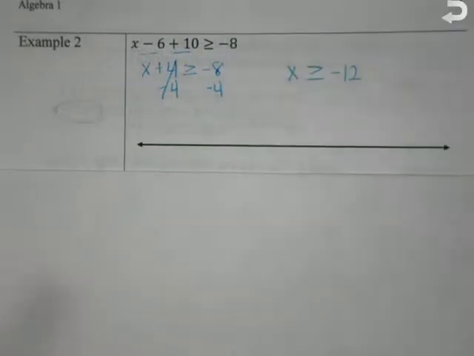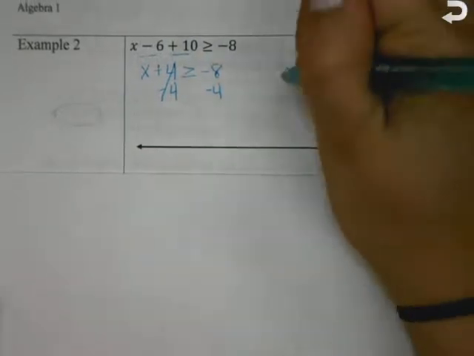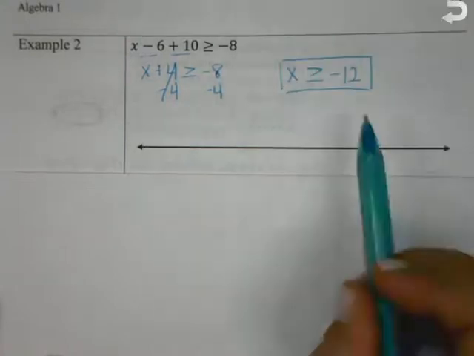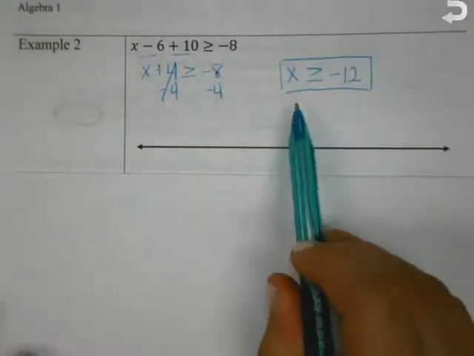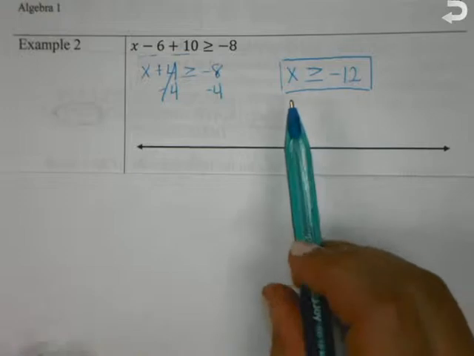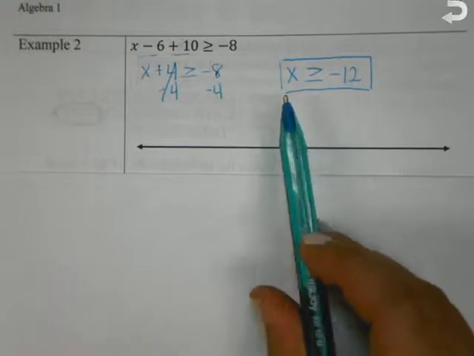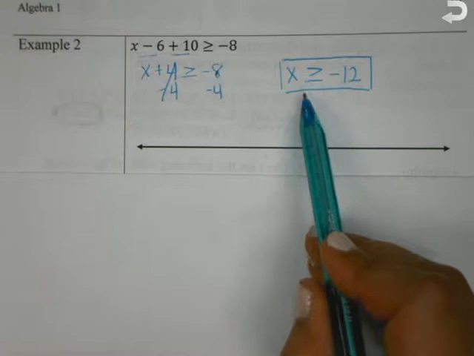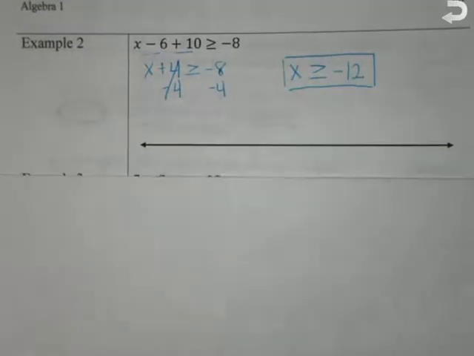Okay, Tegan said something really good. So x equals negative 12? No. x is greater than or equal to negative 12. I see this so many times on tests, guys. The symbol never changes to equal. The symbol has to stay the same.